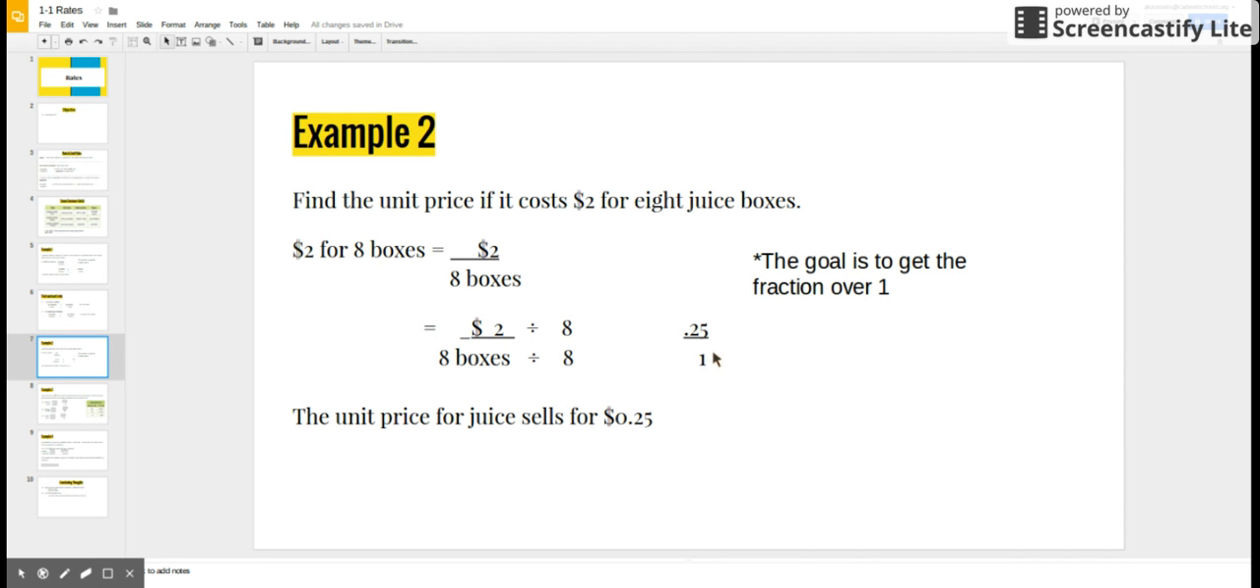So in order to get the denominator to be 1, you're going to divide 8 divided by 8 to get 1. And whatever you do to the bottom, you have to do to the top. 2 divided by 8 gets you 0.25. So the unit price here for the juice is actually 25 cents per juice.